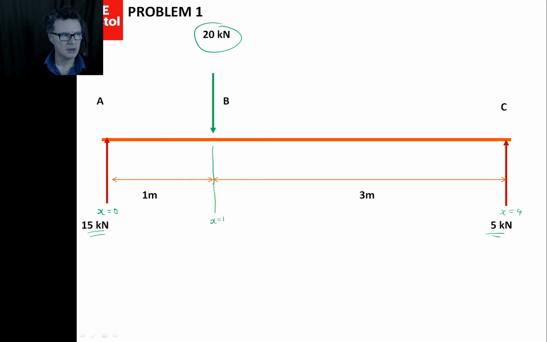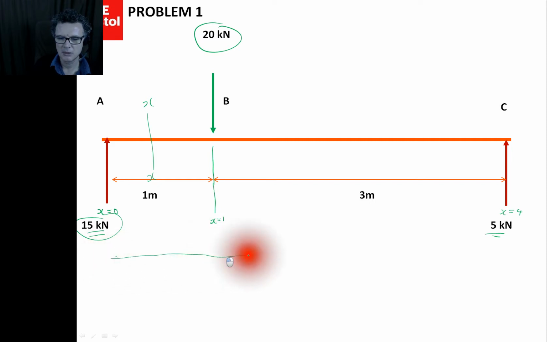Okay, so what am I going to do? I'm going to do a plot where I look at my forces. I'm going to imagine an x position, which is going to be the x-axis. I'm going to look at my forces left of that, and I'm going to sum them up, and then I'm going to plot them as I move along the beam.